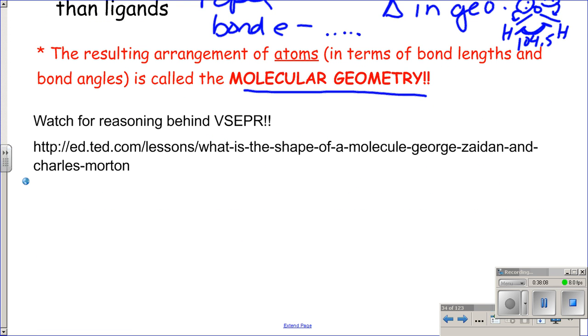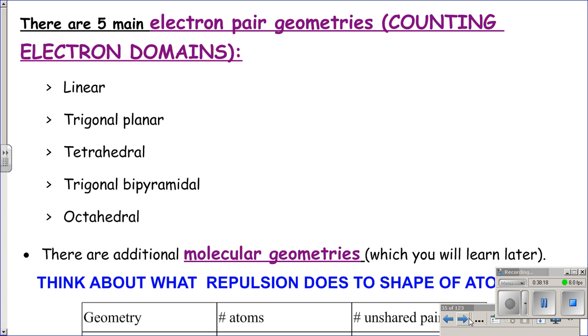And then there's a good TED Ed video, which I'll have to show you guys later, but you guys can look at it from my notes, which talks about the reason behind VSEPR. It's pretty interesting if you have some time. Okay, so these are the electron pair geometries, and I'm going to tell you these are the only ones that you will be listing if you ever are trying to do electron pair geometry. Because in this one, everything counts.